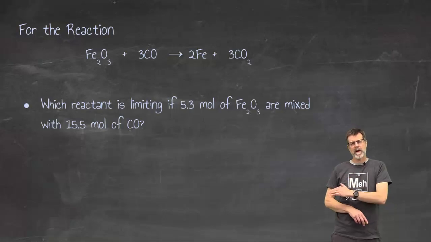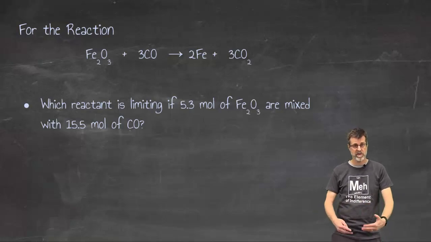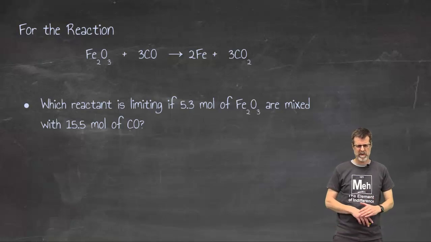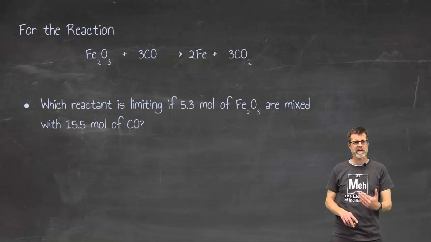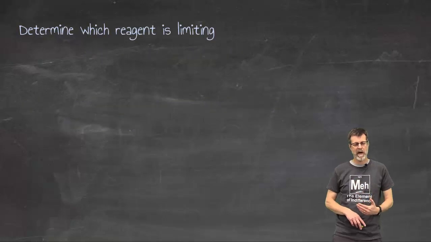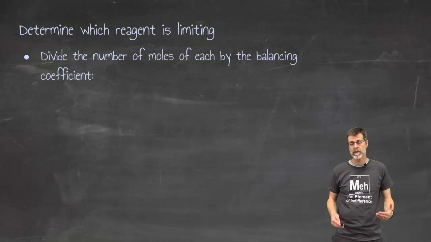Okay. If I had a reaction like this, I want to emphasize again that we don't work with reactions in terms of moles, at least not right away, but that's what reactions do. Reactions operate in terms of numbers of moles. But if I had 5.3 moles of iron(III) oxide and 15.5 moles of carbon monoxide, now you might be thinking lots and lots of moles of carbon monoxide, there's got to be lots of it, but we have to do the math. So the job we're going to do, in order to figure out which one is limiting, is divide them by the balancing number.